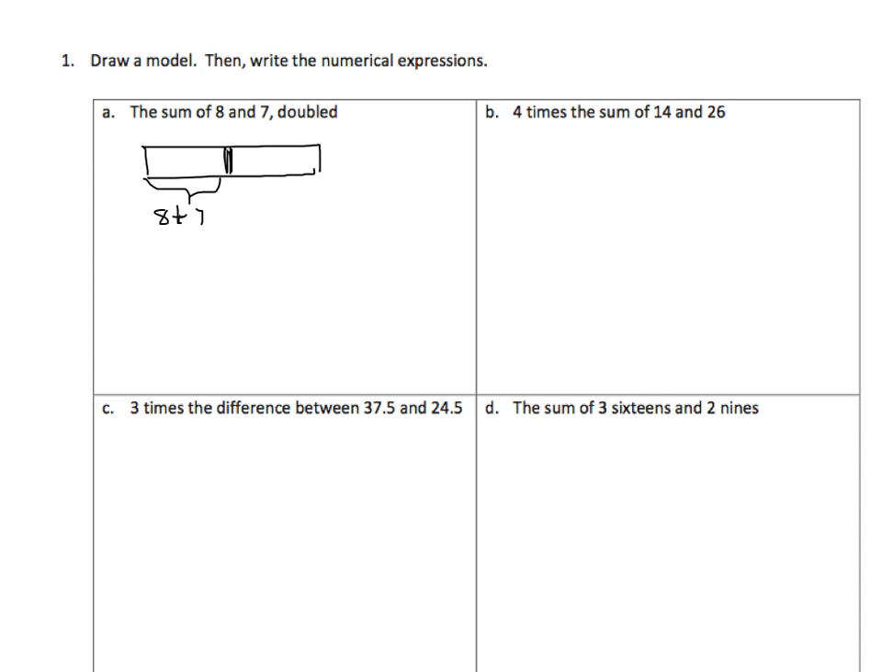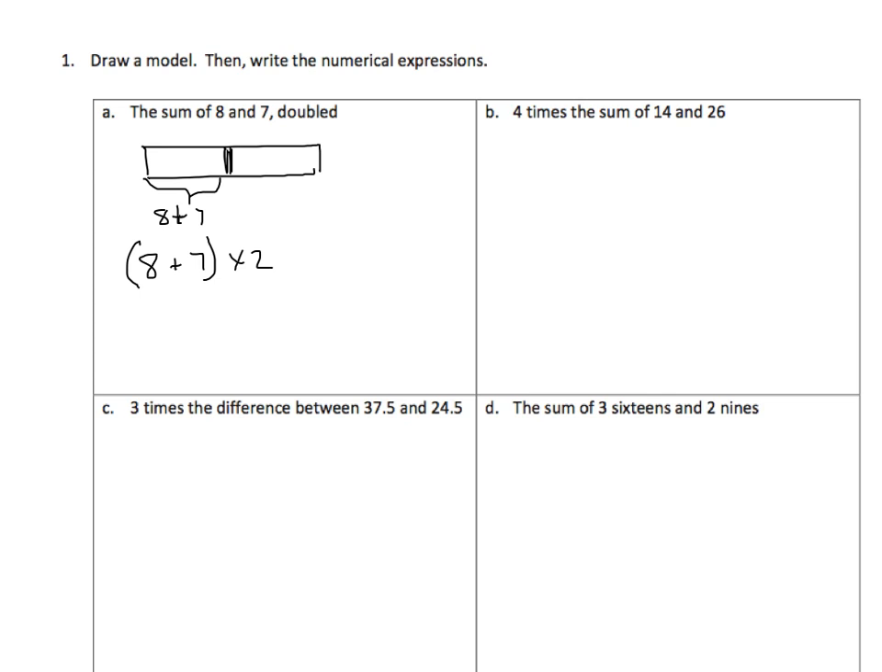Now we'll write the expression. I'll have 8 plus 7 times 2. I'm going to have to put parentheses in because if we look at the tape diagram, we see that we add those numbers before we multiply. Order of operations tells us that we multiply before we add. So in order to get around that, I have to put parentheses around the 8 plus 7, and expressions in parentheses are completed before we multiply.